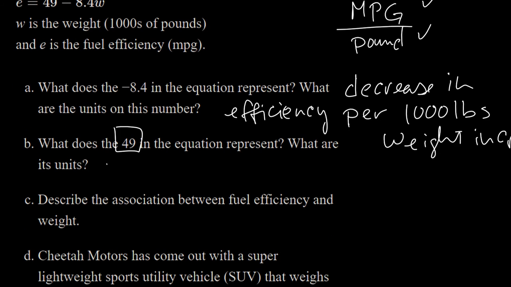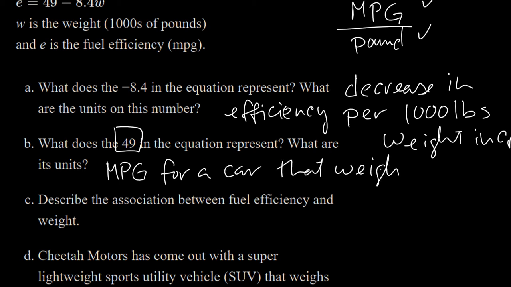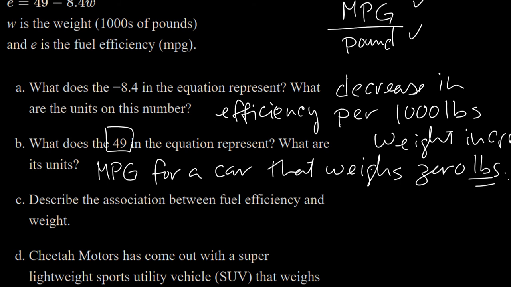Okay, it's the miles per gallon for a car that weighs 0 pounds. So impossible, right? We don't have a car that weighs 0 pounds. But for this model, if you were to extend it out and get a car that weighs 0 pounds, that would be it. So it is the y-intercept for the problem, and the units for it are right here, miles per gallon. The units of that are miles per gallon.